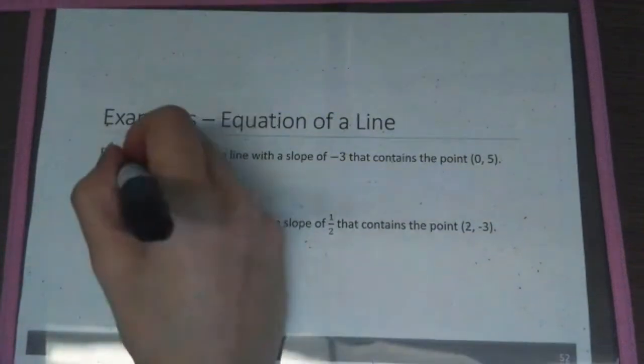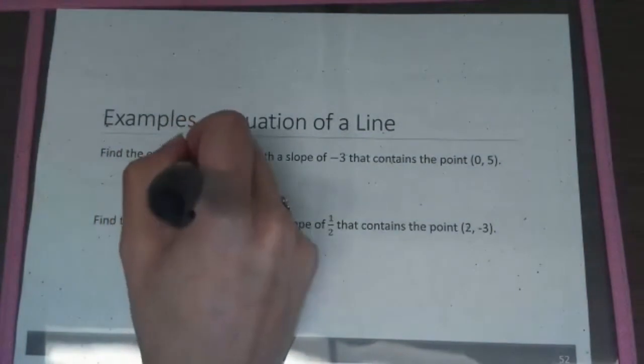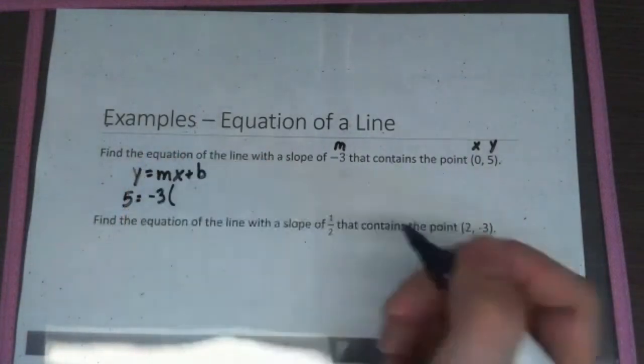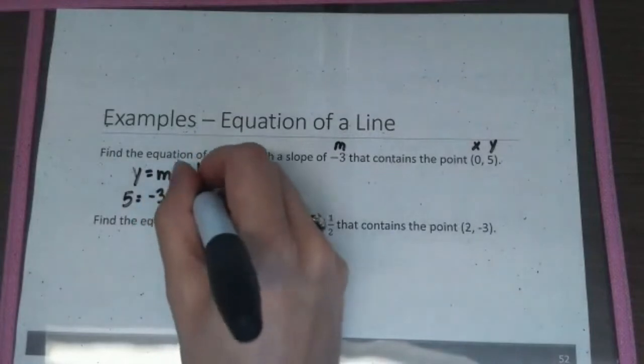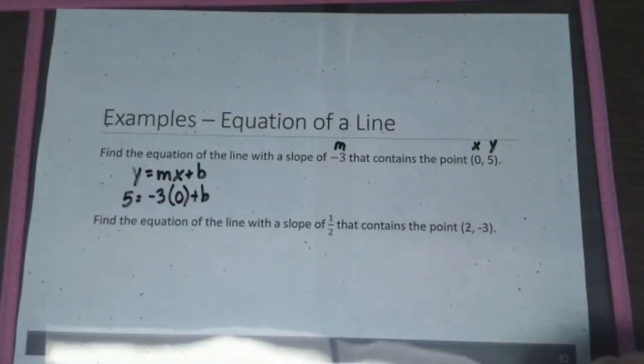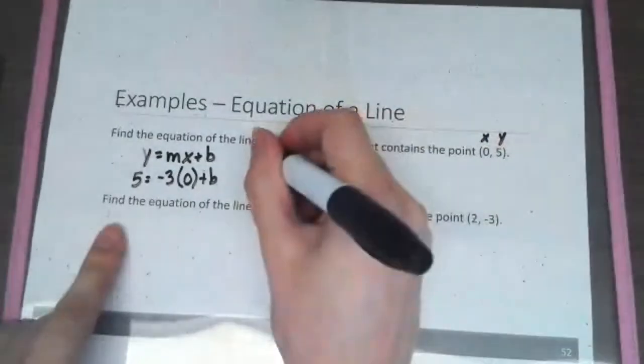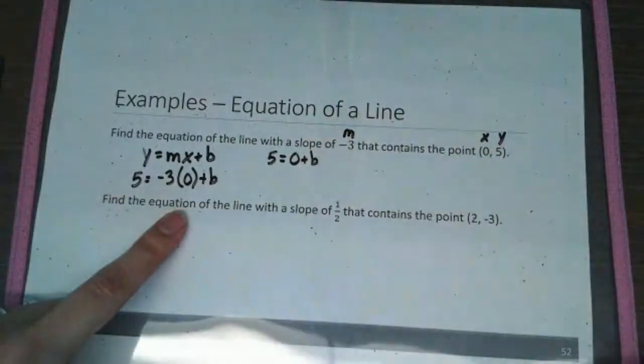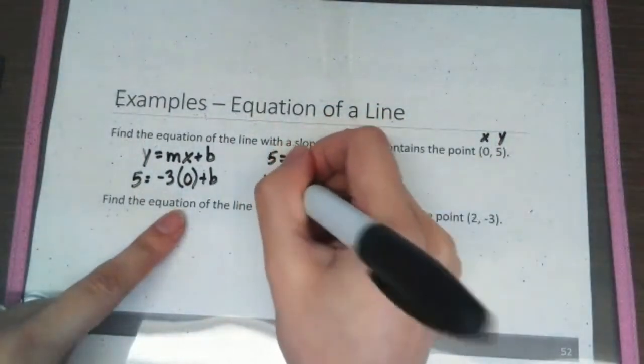I'm going to do this one using the equation y equals mx plus b, because that's the one that students tend to remember. They gave us my m, my slope, and then they gave us an x and a y value, so I'm going to plug those in. My y value of 5 is equal to our slope m, which is -3, times our x value of 0, plus b. I want to solve for b, to get b alone. So 5 is equal to -3 times 0, which is 0, plus b. So we are getting b is equal to 5.